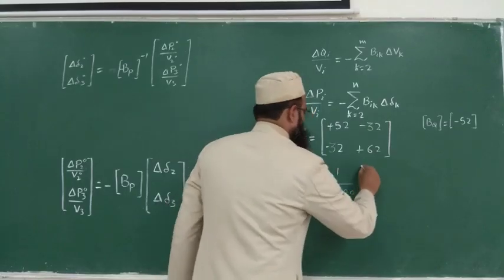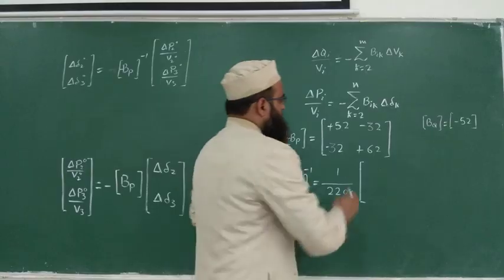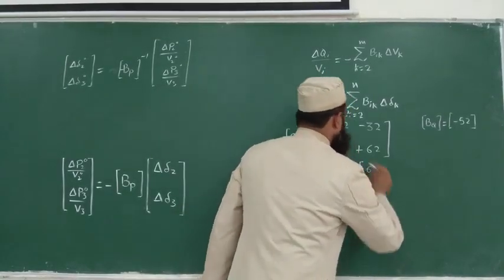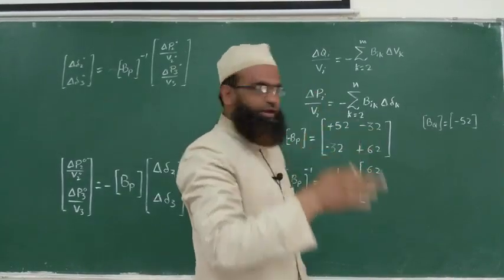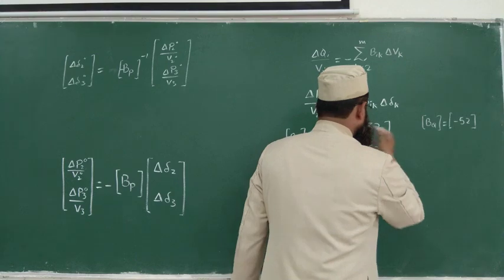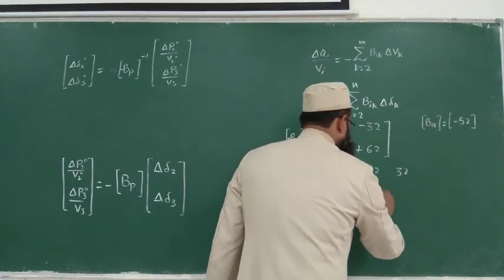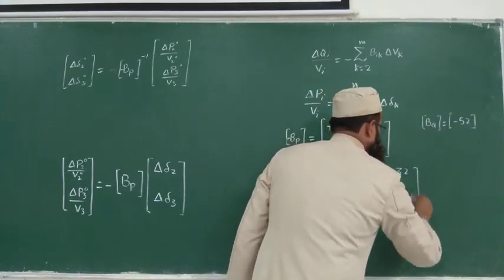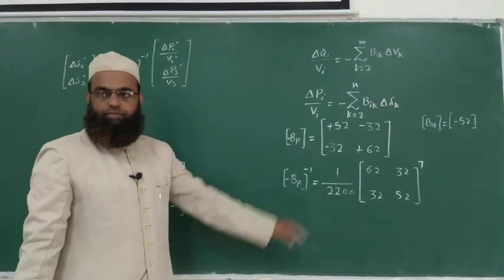2200, and then take cofactors. So in place of this, write this 62, then here 52, and this with negative, right? Minus power i plus j. So this will be plus, this will be negative of negative will be 32. This will be again 32, and this will be 52, transpose of this.